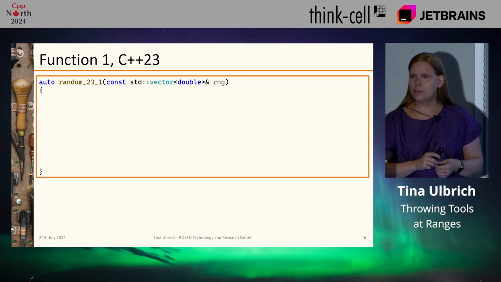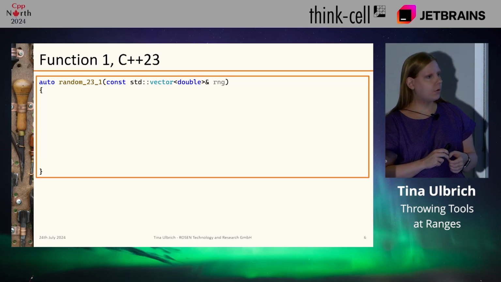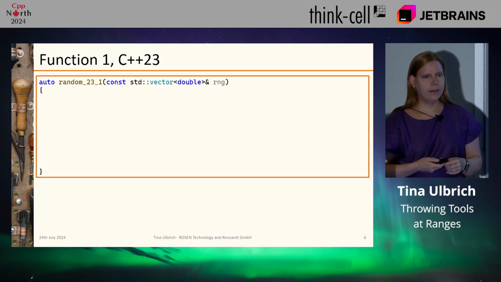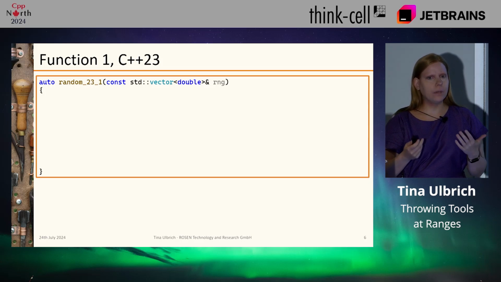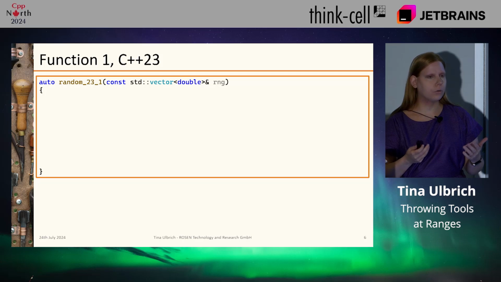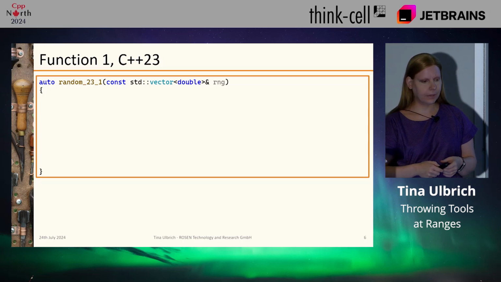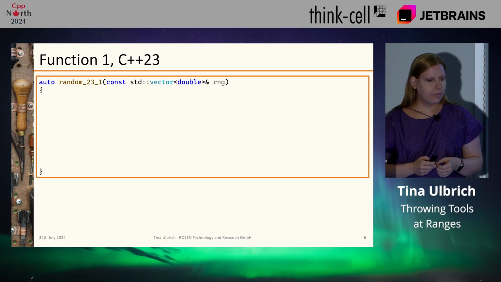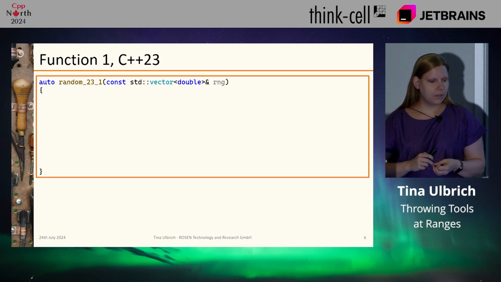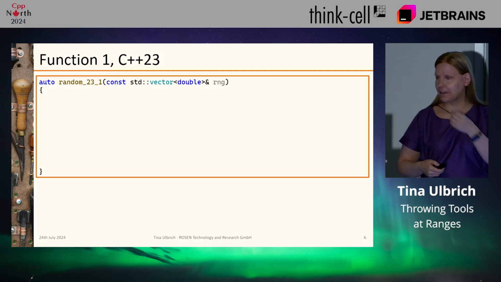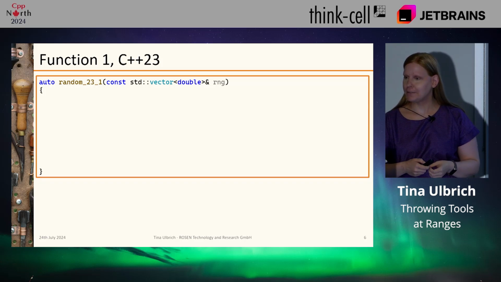We start with the C++23 version. I wrote three sub-functions and then one function that calls them all. This is somehow to mimic real-world code where you have different functions that each do something. I'm very bad with names. It's called random. It's not calculating any random numbers. It's a random function that does random things, but it's not calculating random numbers. Sorry for that.